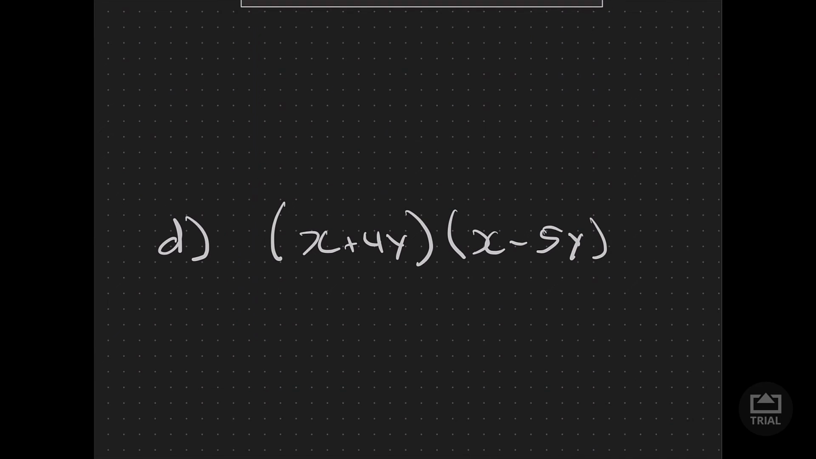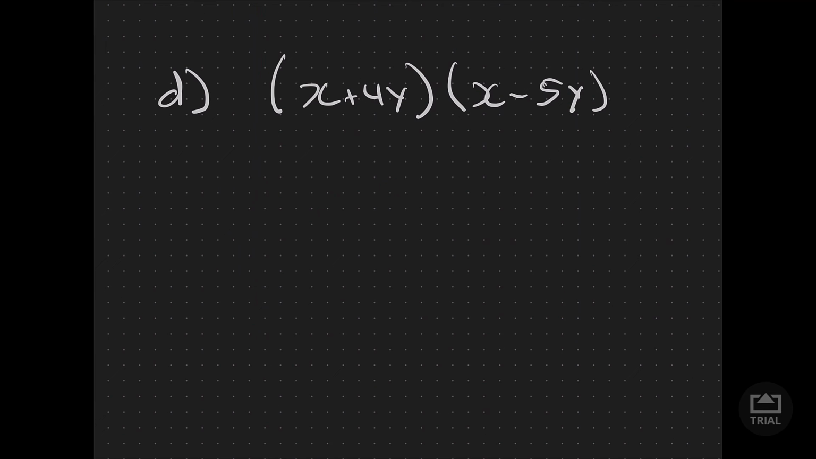Okay, moving down to the d, x plus 4y and x minus 5y. So this time I have variables on both of them, and let's just see what happens. But again, what are we going to do? We're going to multiply our first together. X times x is x squared. Then we're going to multiply our outsides, which are right here. X times negative 5y, that will become negative 5xy.